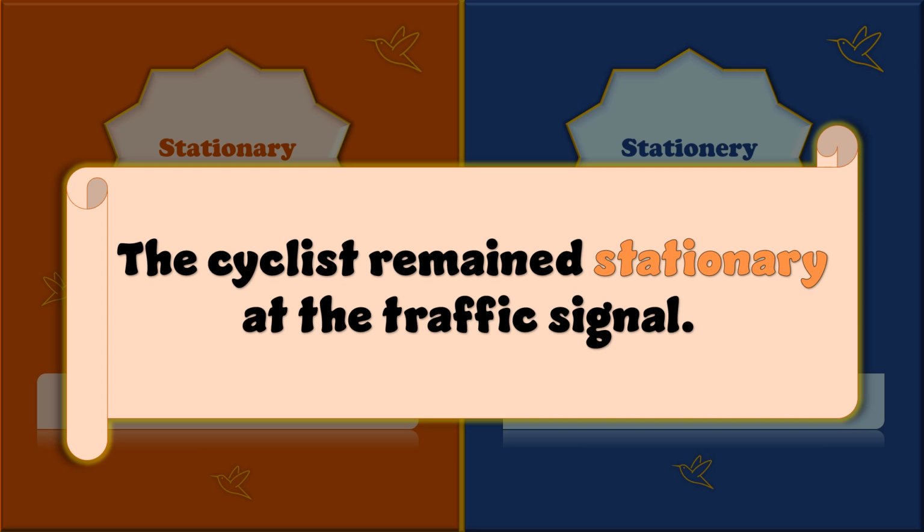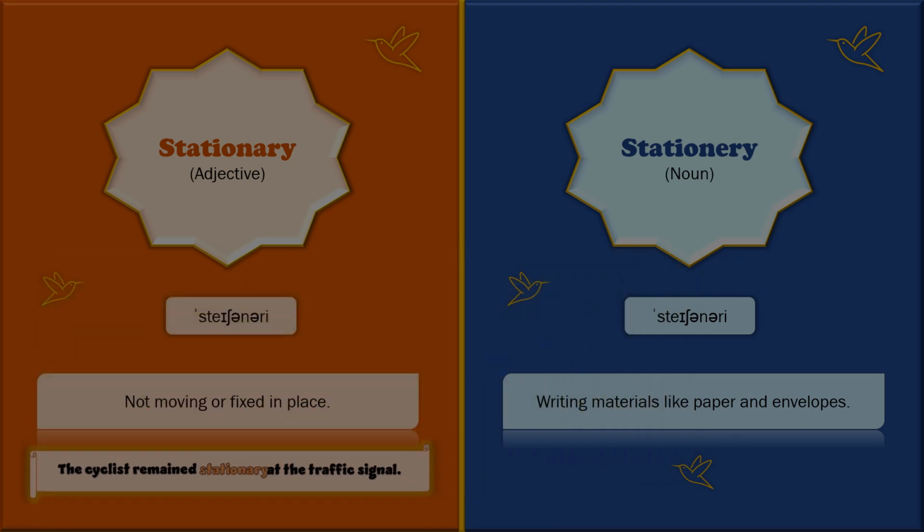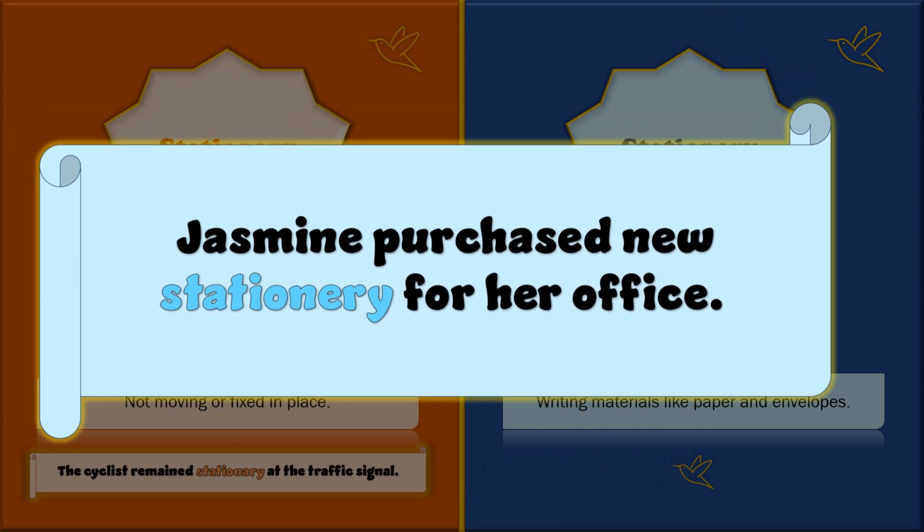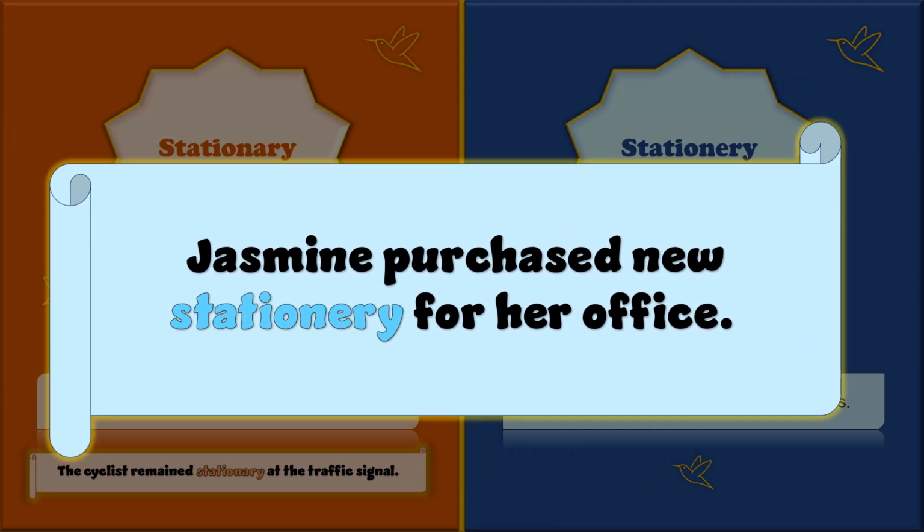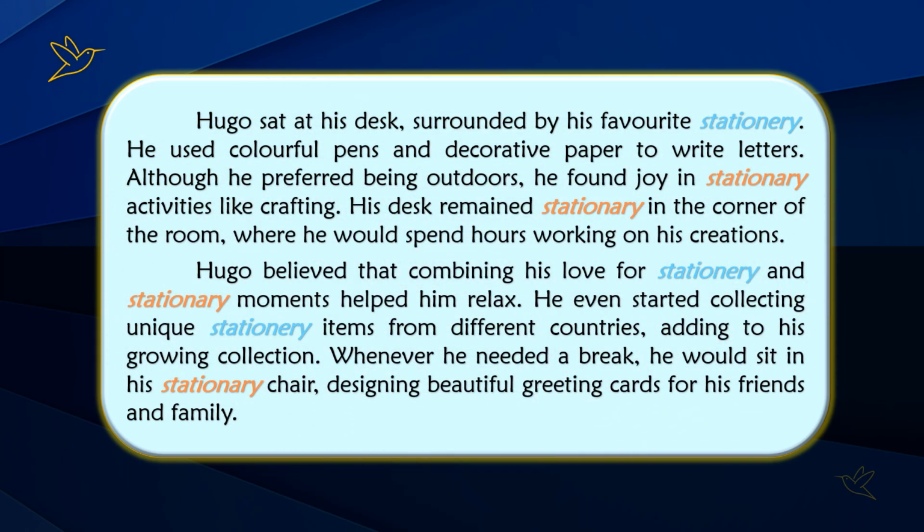The cyclist remained stationary at the traffic signal. Jasmine purchased new stationery for her office. Read the text carefully, identifying where each meaning applies. Focus on how each form fits within the overall context to convey its meaning.